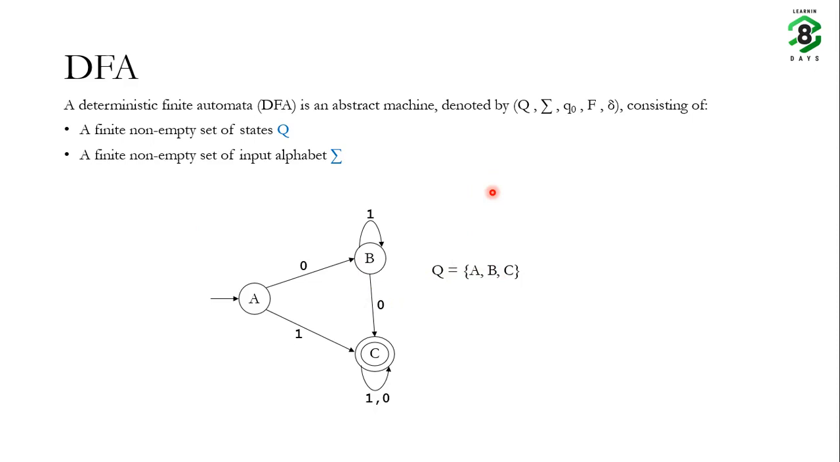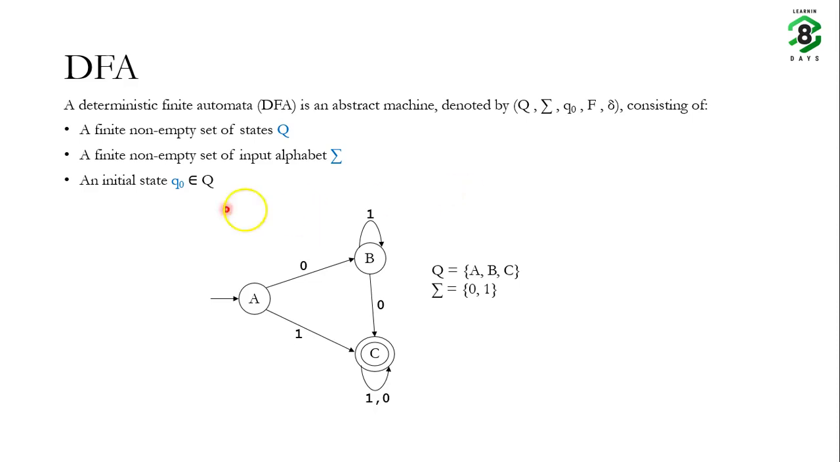Then we have a finite non-empty set of input alphabet, which is represented by sigma. So for this machine, we have two input alphabets, 0 and 1. So if you look at every edge, apart from the initial edge, every edge is associated with a symbol or an input alphabet, which could be either 0 or 1. So in this example, sigma is a set of two symbols, 0 and 1.